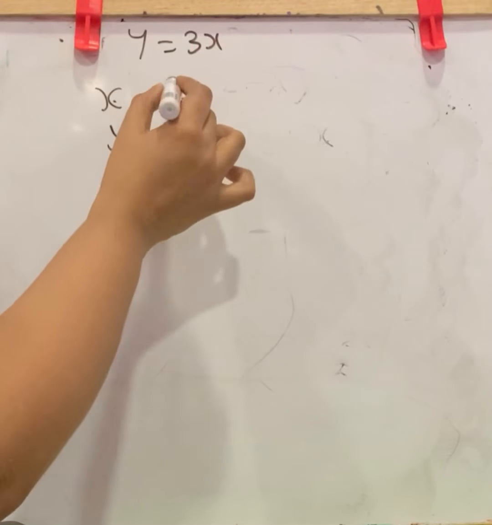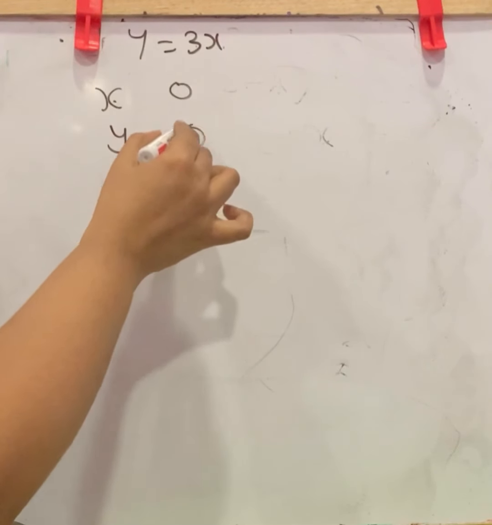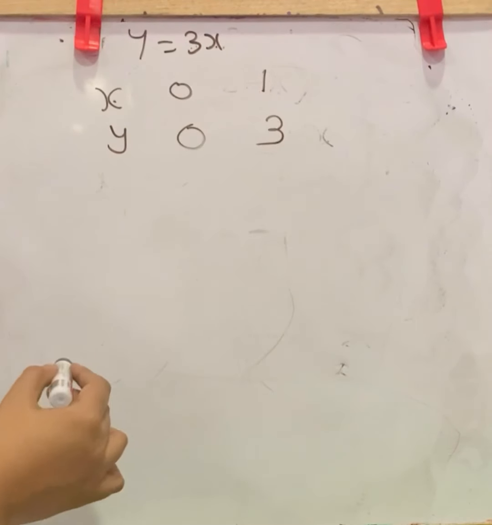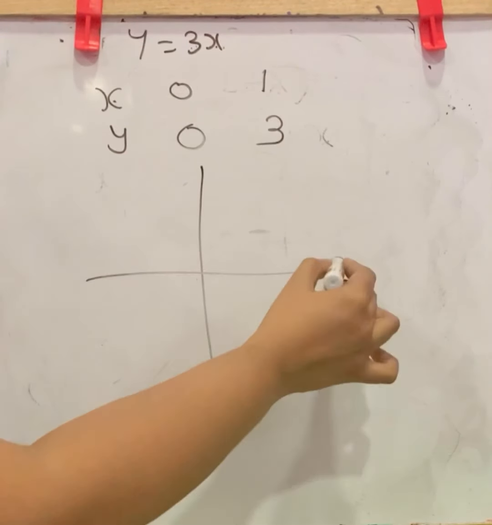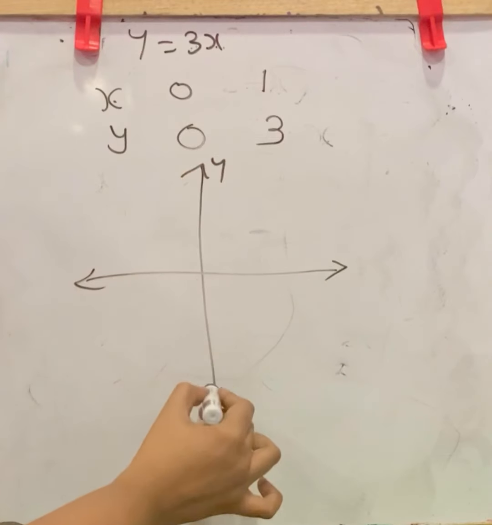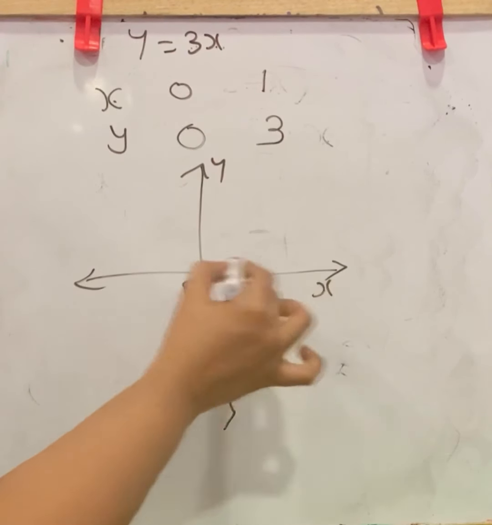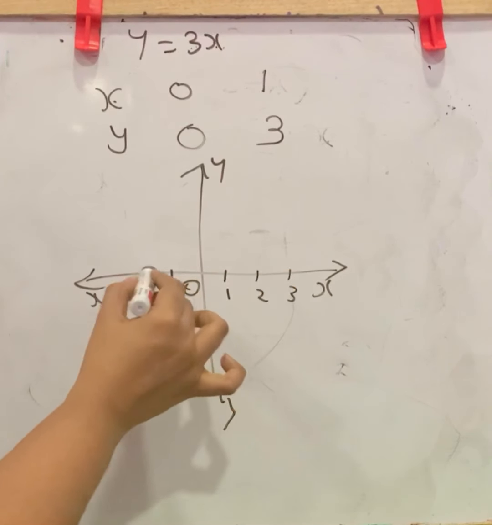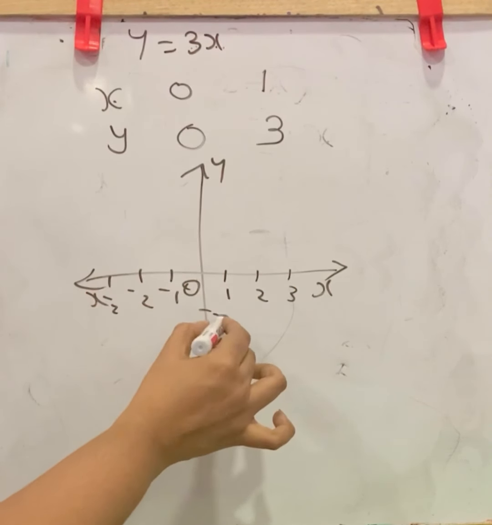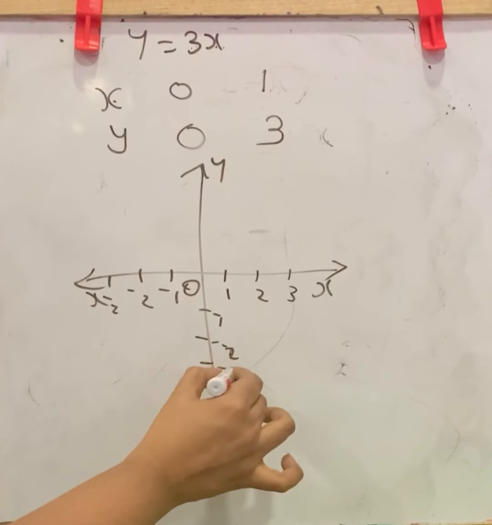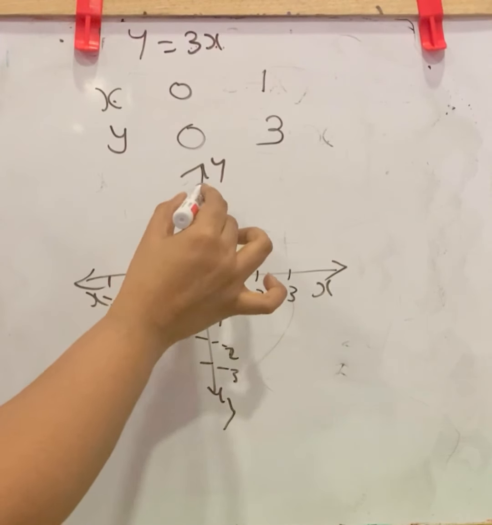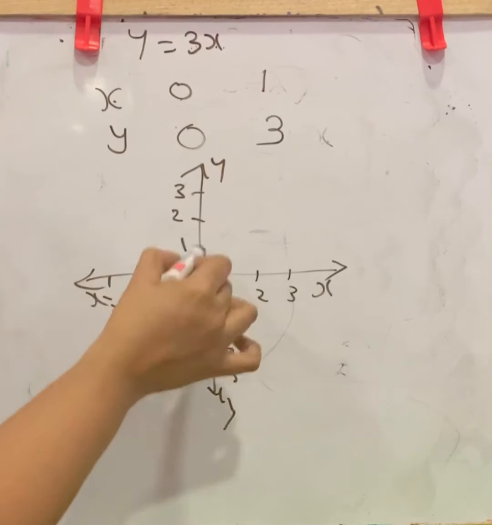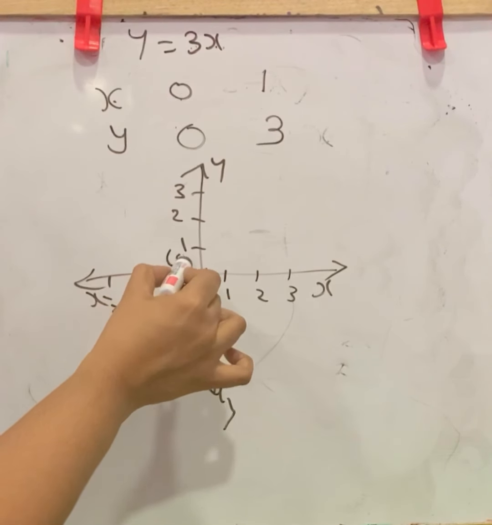If x is 0, y becomes 3 into 0, that is 0. If x is 1, y becomes 3 into 1, that is 3. So, draw the origin, x and y axis, with 1, 2, 3 and minus 1, minus 2, minus 3 on both axes. Now x is 0, y is 0. It is the origin 0, comma 0.